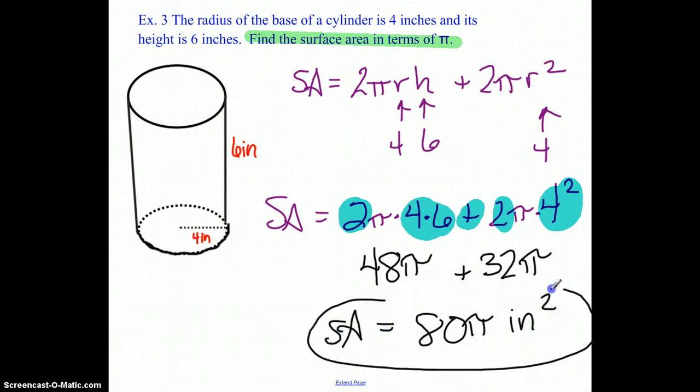So actually, I think the surface area ones may be a little bit easier when you're dealing with cylinders than they are with the other ones.